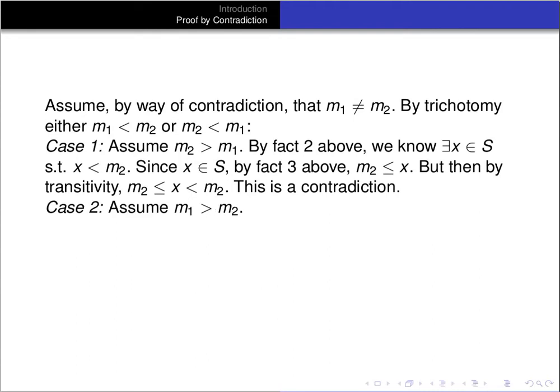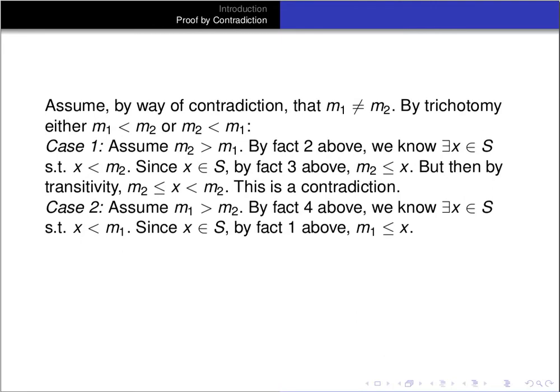All right, what about case 2? In case 2, M2 is less than M1, or M1 is greater than M2, and we just run the same argument. We know that M2 is an infimum, so if something's larger than M2, it can't be a lower bound. In other words, there's something in S, let's call it X, that's smaller than M1. On the other hand, we know that M1 is a lower bound of S, and since X is in S, it follows that M1 has to be less than or equal to X. But that gives us a contradiction because then by transitivity M1 is less than or equal to X, which is less than M1.